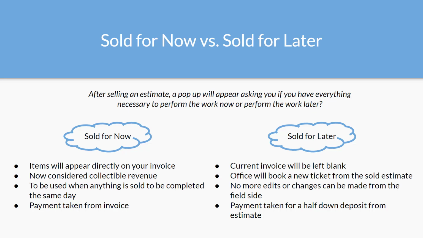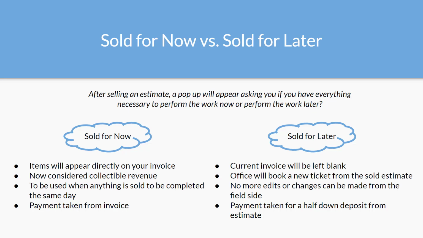Next, we are going to go over sold for now versus sold for later. After selling an estimate, a pop-up will appear asking if the work will be performed now or performed later. If you're doing the work the same day, you will always select sold for now. If you are returning, you must select sold for later. When you select sold for now, items will appear directly on your invoice. This will now be considered collected revenue, and payments are expected to be collected.